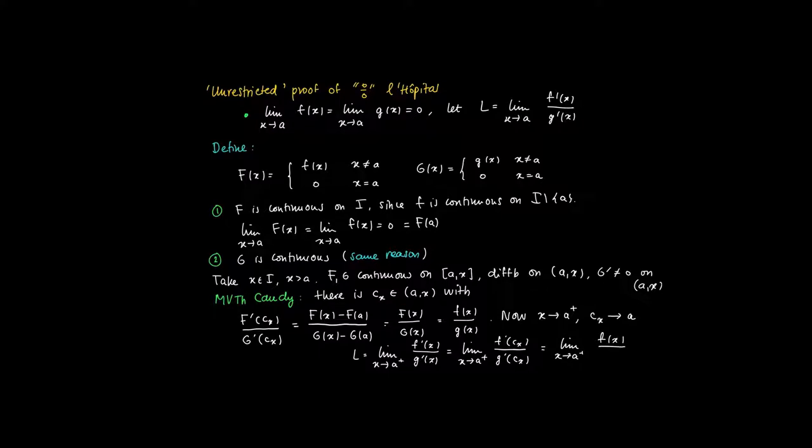So if we consider only the right limit, the limit from the right, from x to a plus, then this gives the result we would like to have. But the same can be done for x going to a minus, so by taking the left limit.